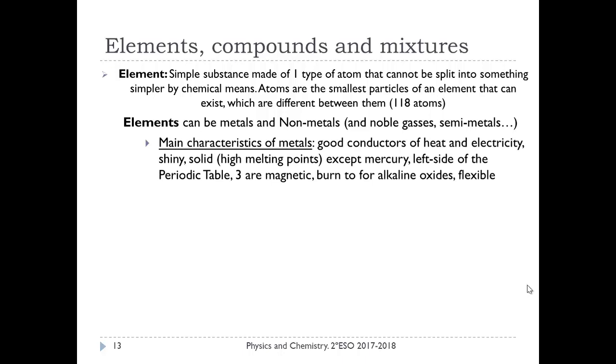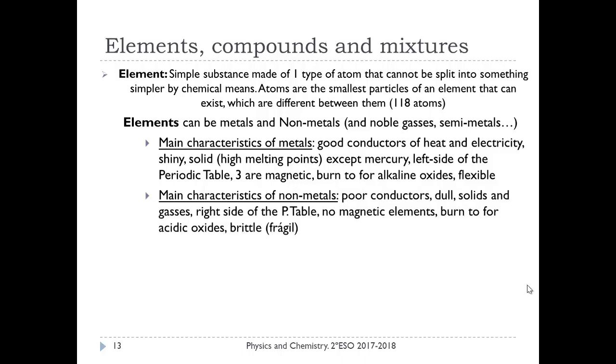The main characteristics of metals are the following. They are great conductors of electricity and heat, they're shiny, solids with very high melting points except for mercury, which at room temperature is liquid. They are located on the left side of the periodic table, and 3 of them are magnetic. They burn to form alkaline oxides and they are flexible. A great example for this is copper, which is very flexible.